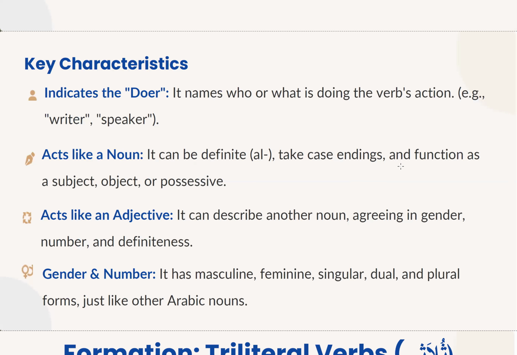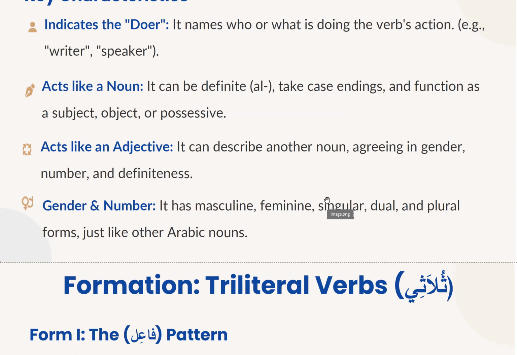So the Ism Fāʿil can function as various things. It can be the subject of a verb, it can be the object, it can be possessive, and the likes. And it acts like an adjective. It can describe another noun, which means it agrees in its gender, number, and its definiteness. In gender and number, it has masculine, feminine, singular, dual, and plural forms.